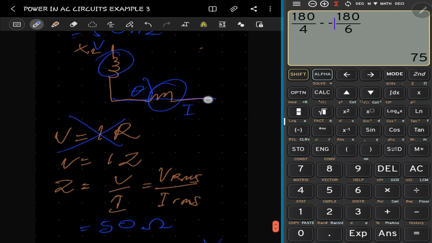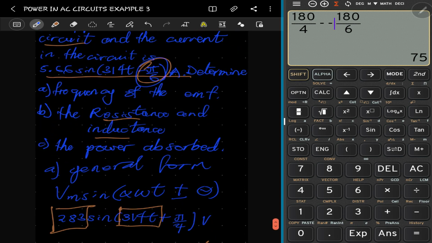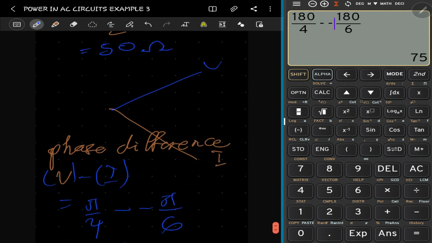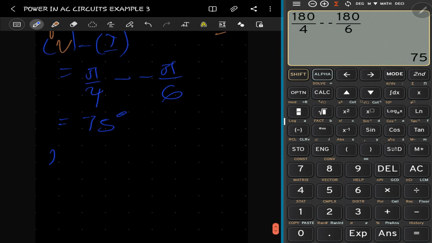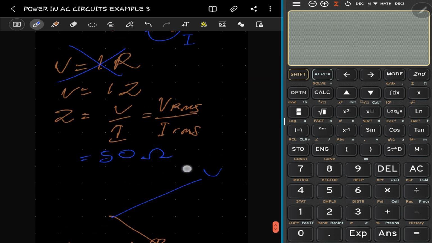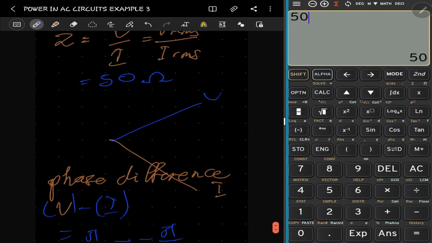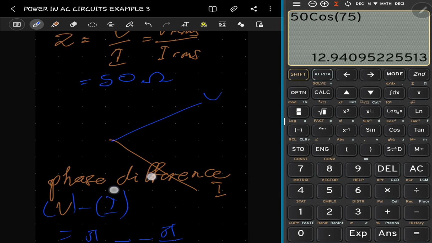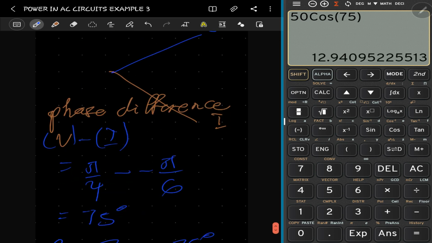And now that we have that, we'll be able to find the resistance, because the resistance is a part of the impedance, right? So R is equal to Z cos 75 degrees, right? We have Z to be 50, so that's 50 cos 75. Because you are using degrees, make sure your unit here is in degrees, not radians, right? So make sure it's in degrees. All right, so that gives us 12.940.